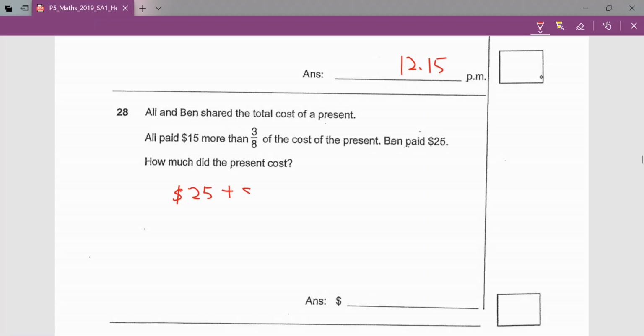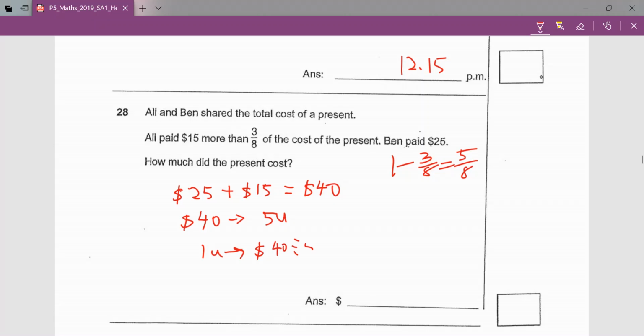$25 plus $15 is $40, right? $40 is in fact 5 units. 1 whole minus 3 out of 8 is 5 out of 8, which is 5 units out of 8 units. So the $40 is the 5 units. So 1 unit is $40 divided by 5, $8.